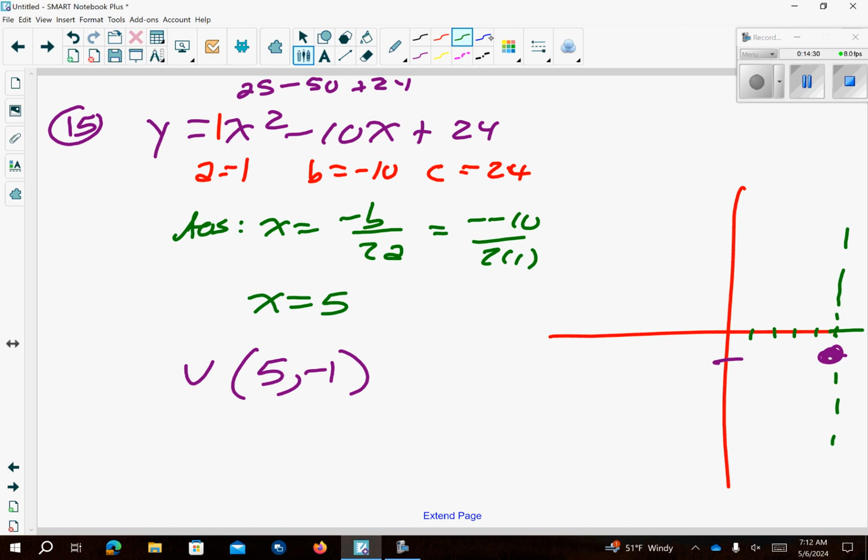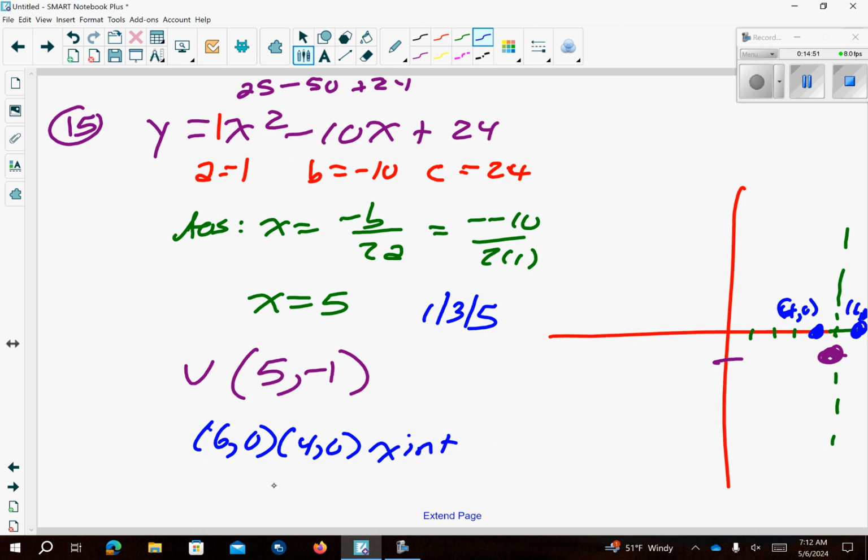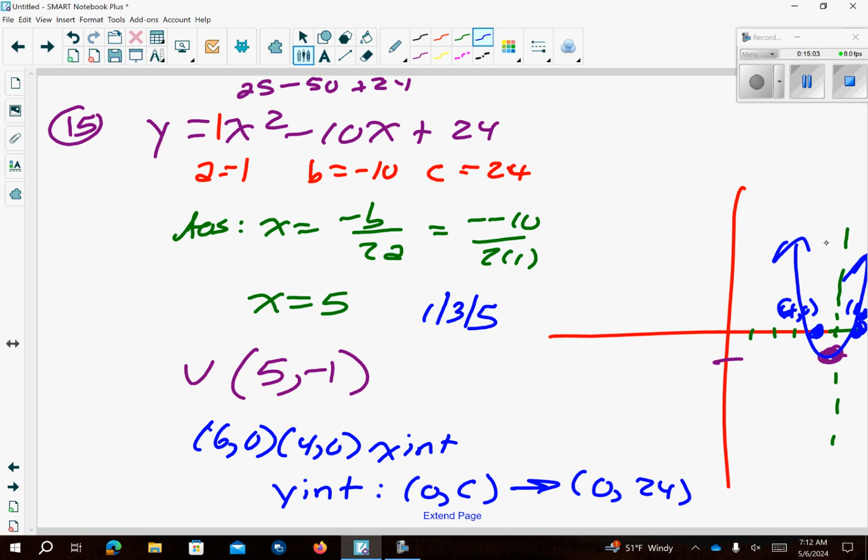My pattern graph is going to go with 1, 3, 5 because I have a 1 out in front. So right 1, up 1. Oh, cool. That takes me to 6, comma 0. And 4, comma 0. So 6, comma 0 and 4, comma 0 are the x-intercepts. You remember the y-intercept when it's set up in standard form is just 0, comma c. So our c value is 24, so 0, 24, which would be way, way up here.